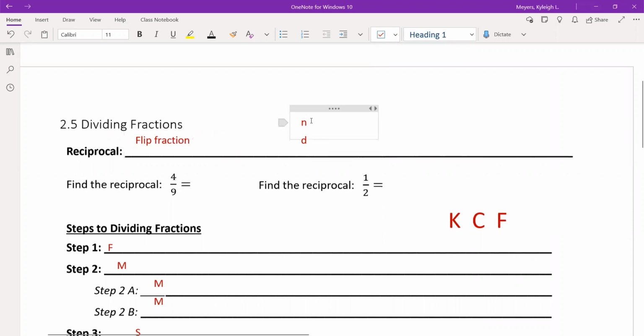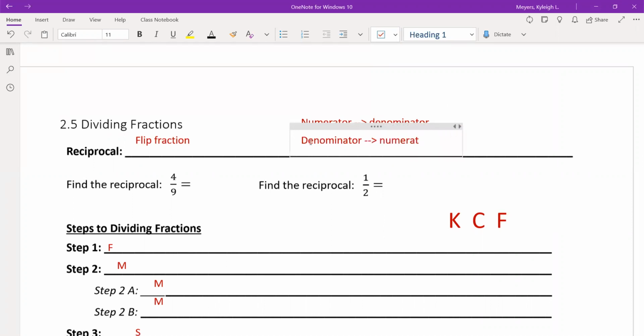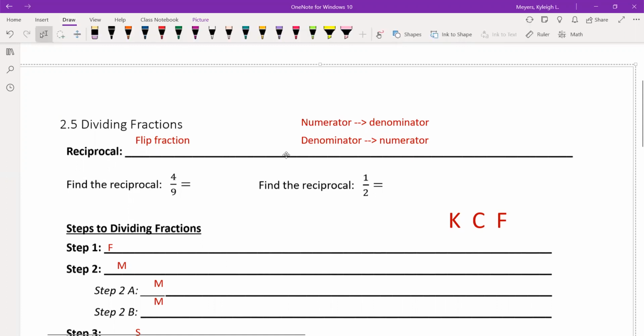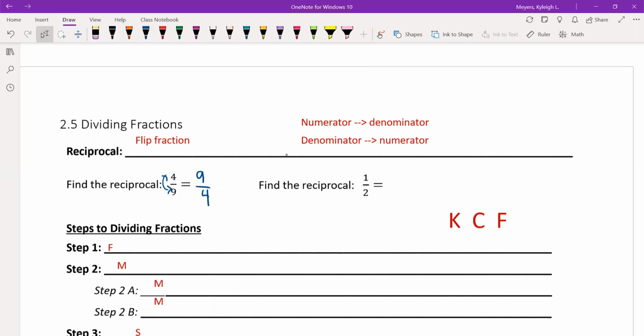So our numerator turns into our denominator. And vice versa, our denominator turns into our numerator. Okay, so find the reciprocal of 4/9. That's, again, when we just flip it. We flip it, and it becomes 9/4. So we just take it and flip it over.